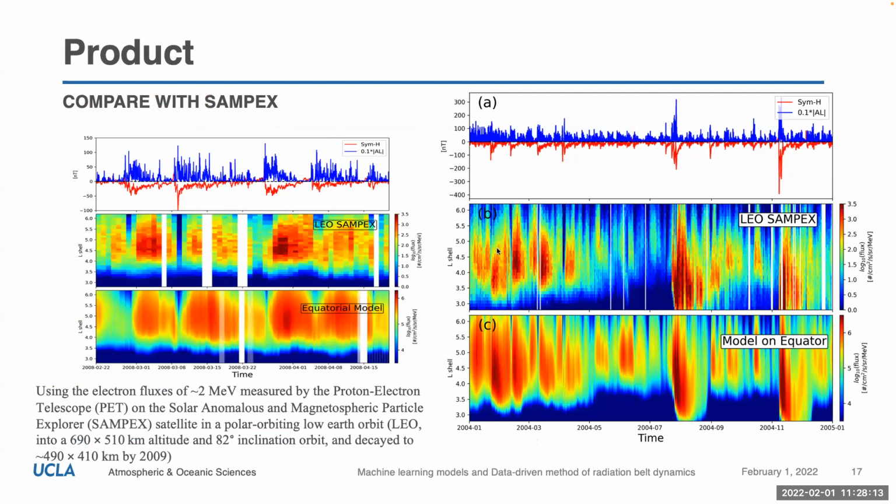With all those indices, we could also reconstruct the radiation belt in old times, when we don't have Van Allen Probes. In this case, we reconstruct the electron flux in 2004 and 2008, when we had the SEMPAX satellite, which is in a polar orbiting low Earth orbit. It also measures the electron flux, but it cannot get the near-equator flux very accurately. But we could compare the trend and use that to validate our model.